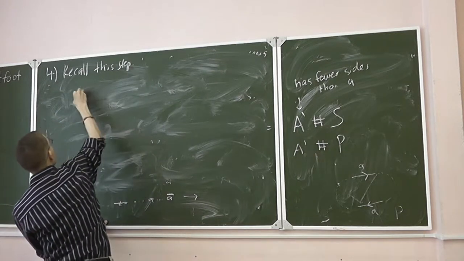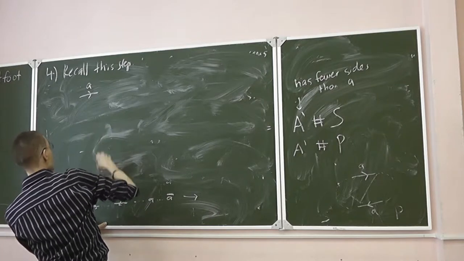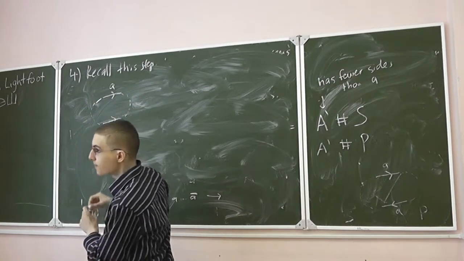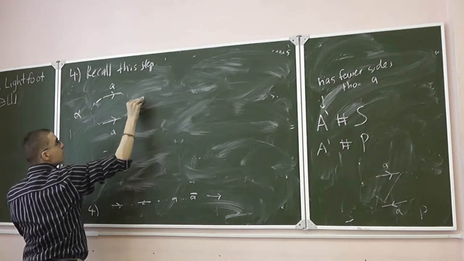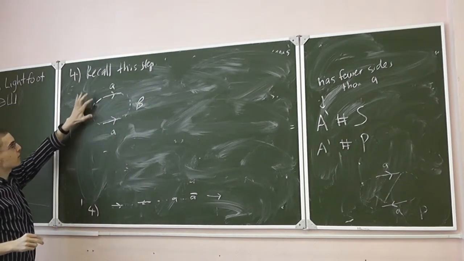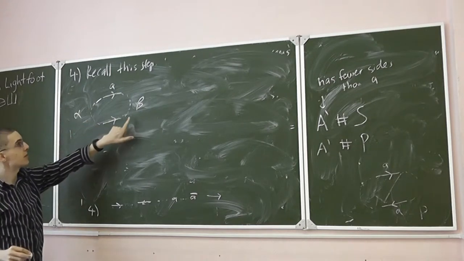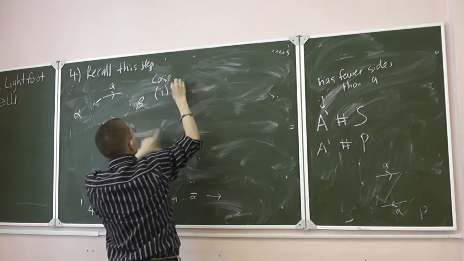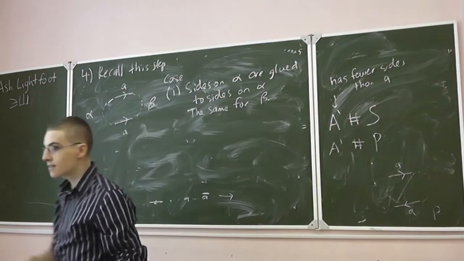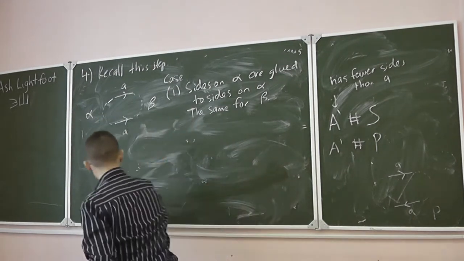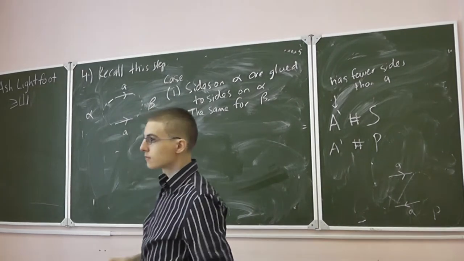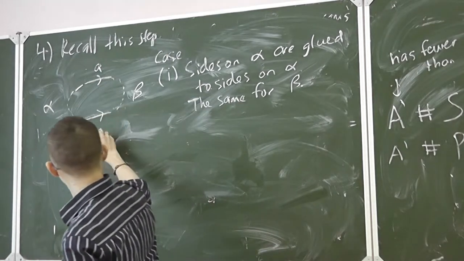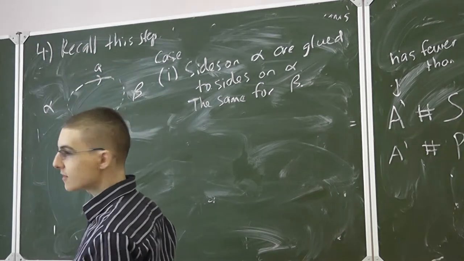So in our picture we have A, and then somewhere else we have A going in the opposite direction. And I think, Nicolai, you were just saying, the first case is that all the sides on alpha are glued to sides on alpha, and all the sides on beta are glued to sides on beta. So in this case, we can split each A into A1 and A2, and then we can make a cut in the middle. Okay, so we redraw.